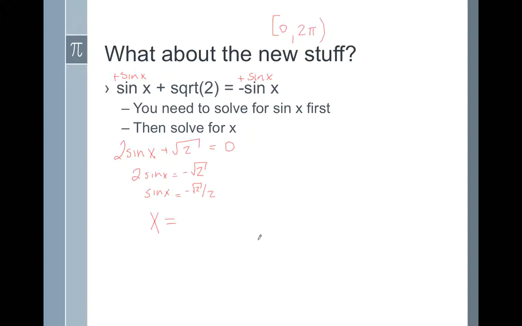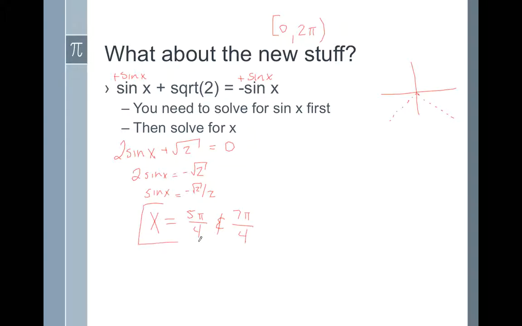If you go to your circle and look for everywhere that a y value is negative root 2 over 2, and you spend a little bit of time with the circle, that's this 45-degree angle there, and this 45-degree angle there. So that is 5 pi fourths and 7 pi fourths.